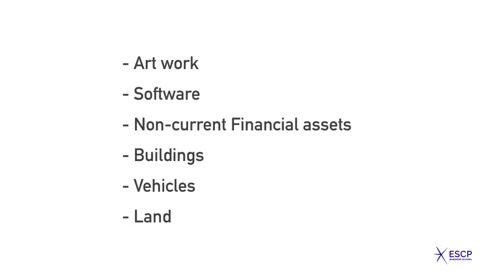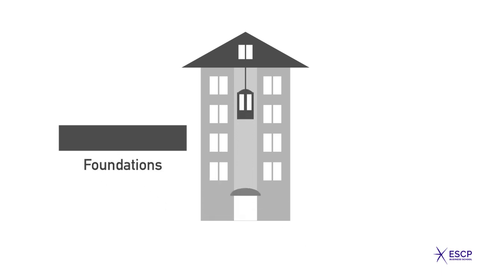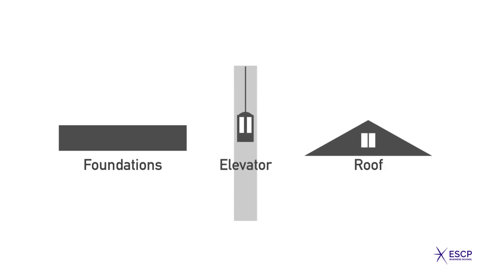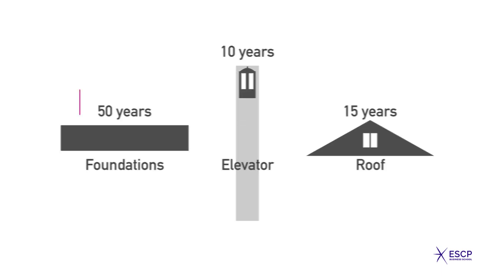You have undoubtedly answered software, vehicles, and buildings because their useful life is limited and can be estimated. It may sometimes be necessary to analyze whether all components of an asset have identical useful lives. A building, for example, is composed of foundations that do not have the same lifespan as the roof or the elevators. Consequently, the various components will be depreciated separately and not the building as a whole.